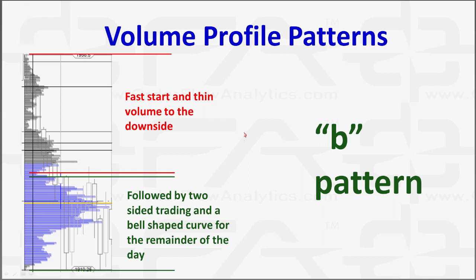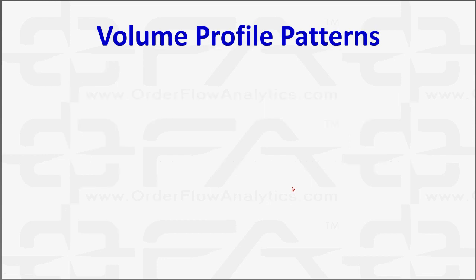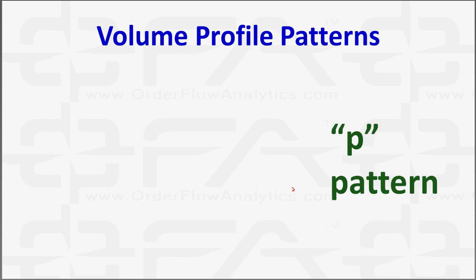And that also provides some information about the conviction of buyers and sellers. And then the open the next day really helps us as well. The day will close typically inside of the lower rotation. And again, we're just looking to see, is it around VPOC? Is it higher, lower? What is that telling us, and how does that play into our trade plan for the next day?